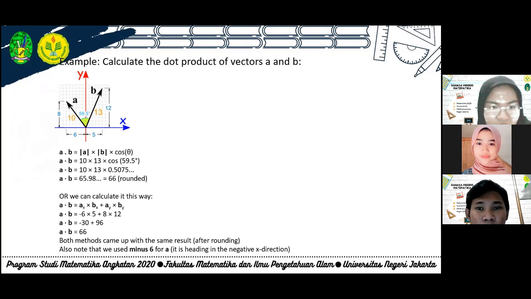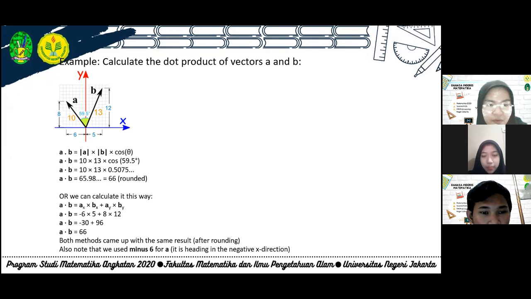Example, calculate the dot product of vector A and B. Here is the picture. Dot product of vector A and B equals the magnitude of vector A multiplied by the magnitude of vector B multiplied by cos theta. Dot product of vector A and B equals 10 multiplied by 13 multiplied by cos 59.5 degrees. Dot product of vector A and B equals 10 multiplied by 13 multiplied by 0.5075. Dot product of vector A and B equals 65.98, which is 66 rounded.